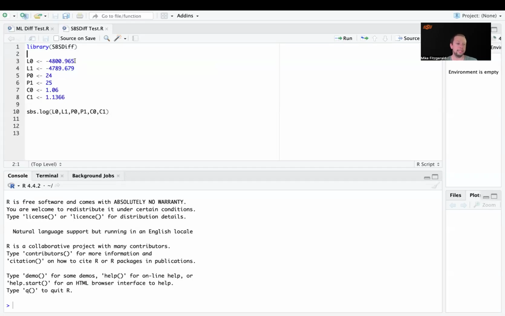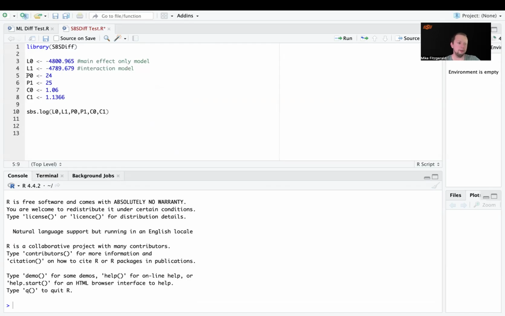So what we're going to do in the SBSDiff test package is we are going to first enter in the -2 log likelihood from our model with our baseline model. All right. This will be our first model, and then we're going to add in the model with the latent interaction. So here this will be the main effect only model, and then this will be the interaction model.